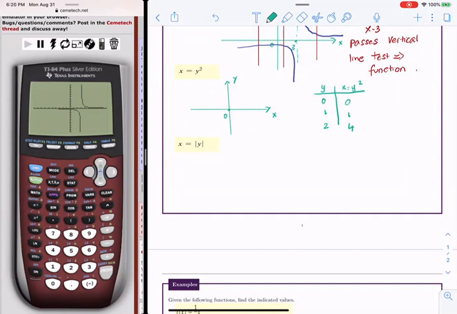Now I want to pick some negative numbers to see what happens. If I pick -1, I would end up getting 1, because -1 squared is 1. And if I plug in -2, I would get x is equal to -2 squared, which would give me +4.